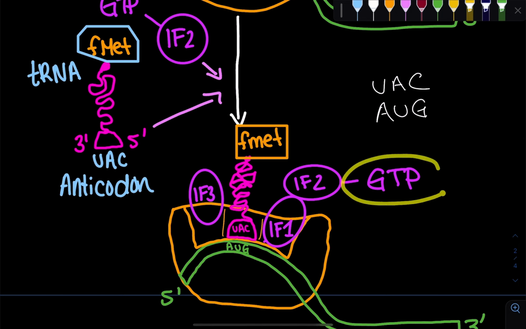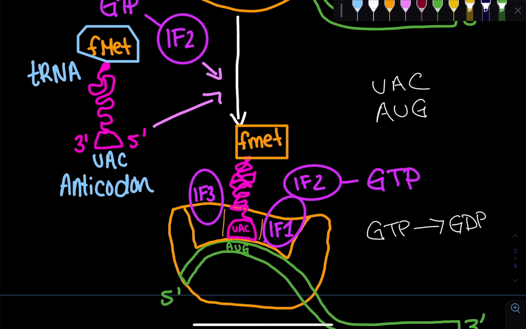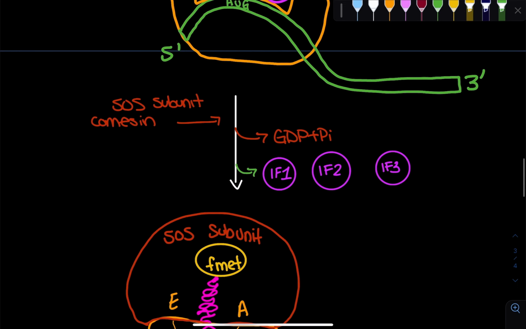And the hydrolysis of GTP, so when we hydrolyze GTP, we go from GTP to GDP. This energy release is going to result in the removal of IF3 and IF2. They're going to be cleaved off. And we see that over here. They're cleaved off. IF2, IF1, IF3 cleaved off. We get GDP plus Pi.